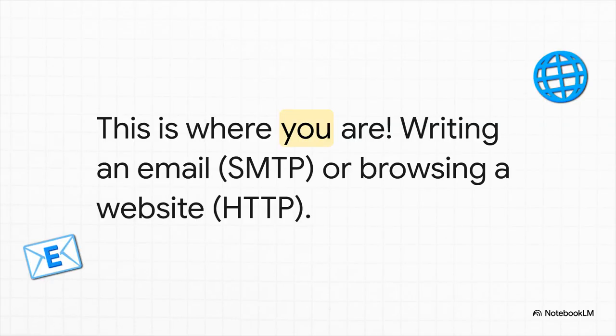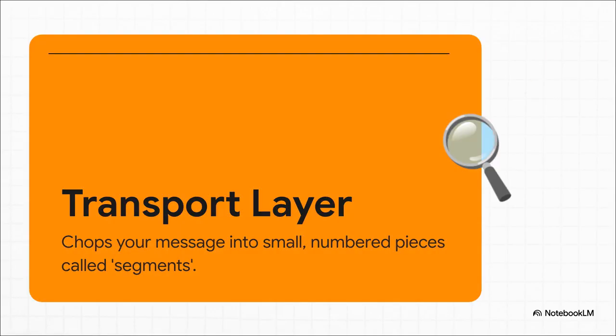It all starts with you, right here at the application layer. When you're writing an email, your app is using a protocol called SMTP. Or when you're browsing a website, your browser's using HTTP. This is the layer that all the apps we use every day talk to, and it's where the message gets created.